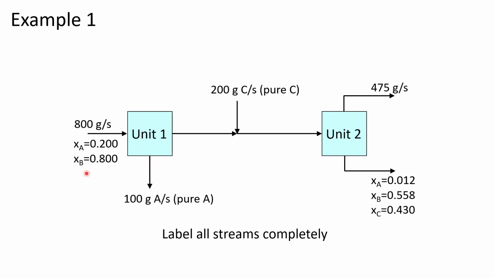Now let's finish labeling all the streams on this process flow diagram. In some cases we have flow rates given but no composition. In some cases we have composition and no flow rate. And in some cases we don't have either.